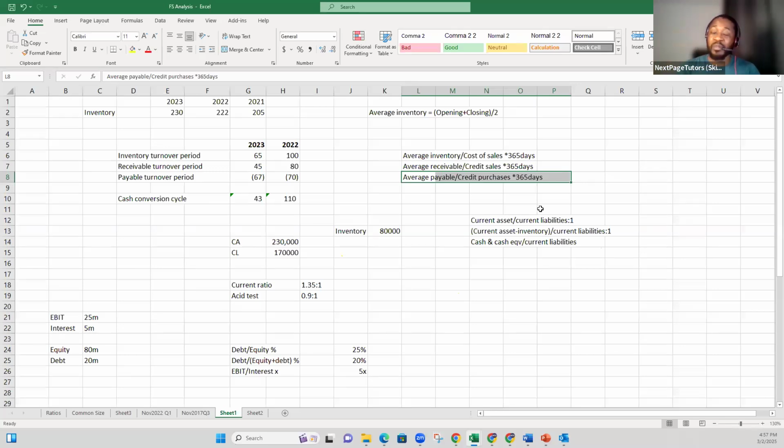If it is not even possible to determine your purchases, use your cost of sales as reflective of your purchases and move on. Just be consistent. That's all that matters.